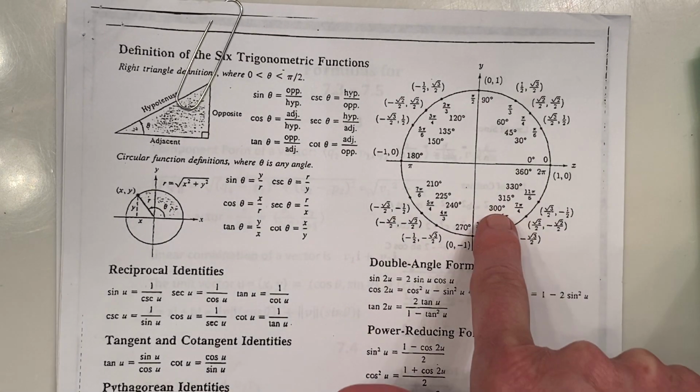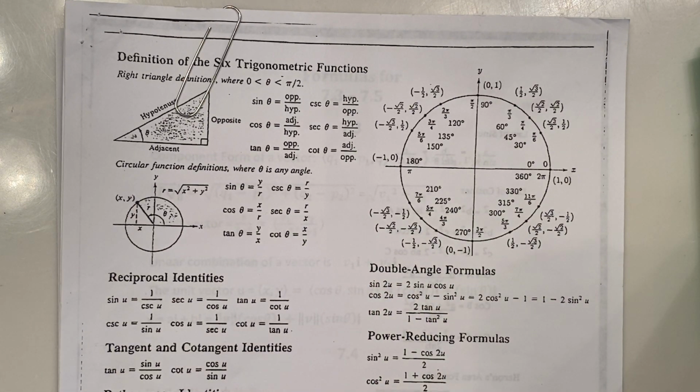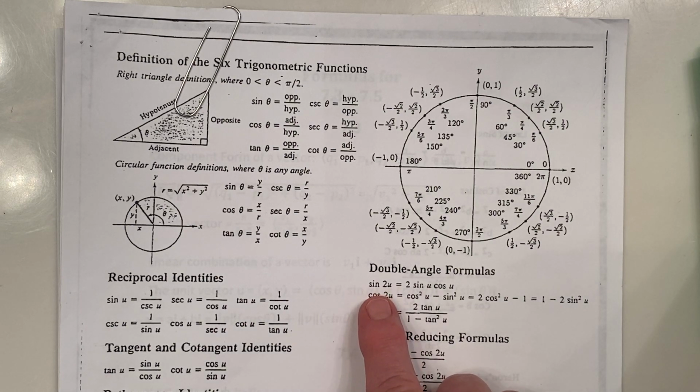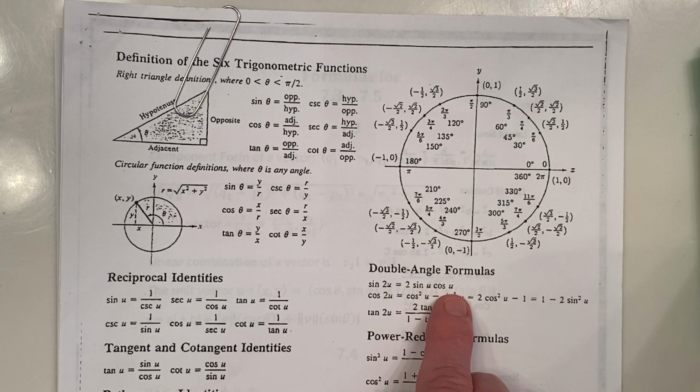Okay, right below the unit circle, you're going to see double angle formulas. Those are the formulas we're going to be using. Multiple, double angle, synonymous. All right, let's take a look at the formulas we're going to be using. It says sine of 2 times angle U is equal to 2 times sine of angle U times the cosine of angle U.